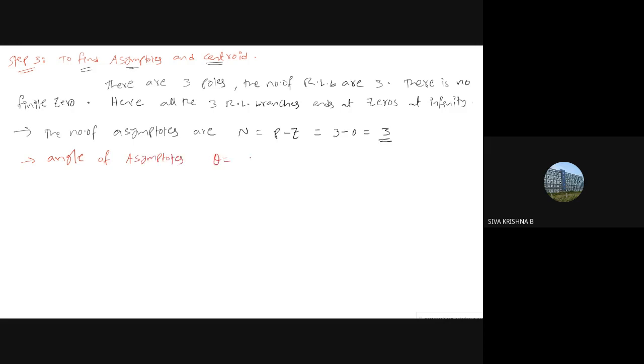So theta equals plus or minus 2q plus 1 times 180 degrees by P minus Z, which is nothing but N. Yeah, very good. So now we'll find the q value. Actually, q varies from 0, 1, 2, and so on, up to n minus 1. What is the n value here? N value is 3, sir. n minus 1 equals 3 minus 1. That is equal to 2.